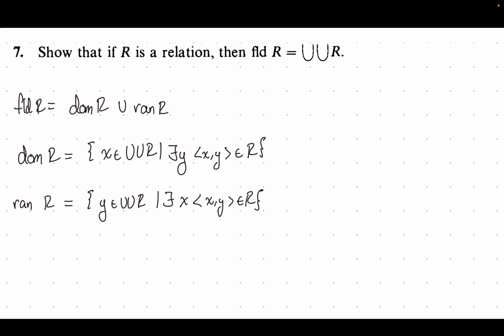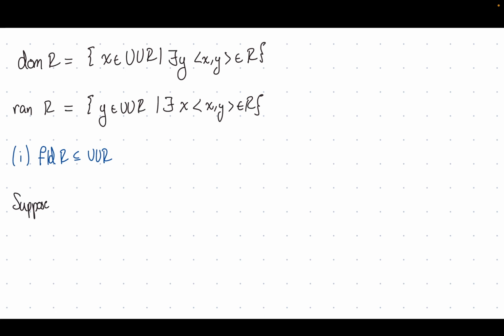Okay, so let's do this. First, we're going to show that the field of R is a subset of the union of R. So let's suppose, or rather, to make it a little more general, some element z is in the field of R. Then we know, as we just defined, that z is either in the domain of R or z is in the range of R.